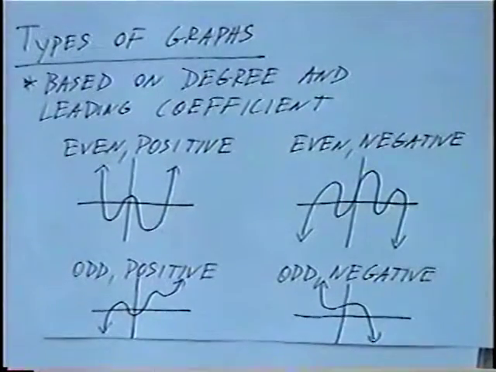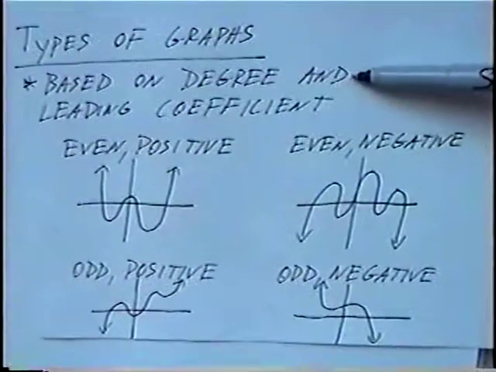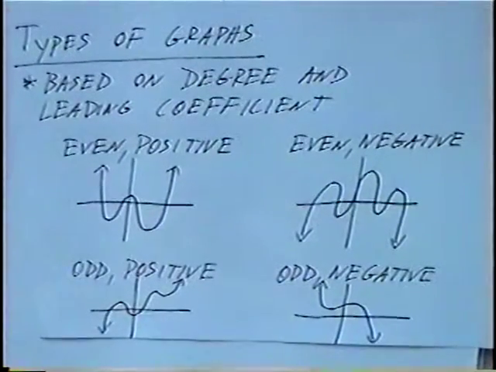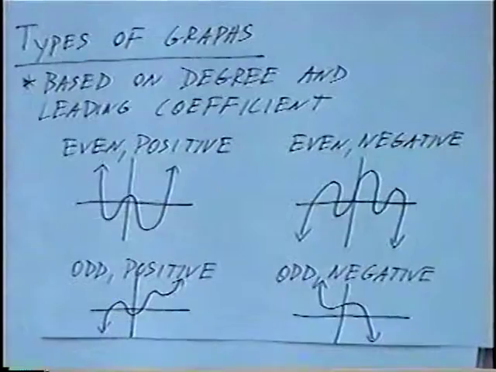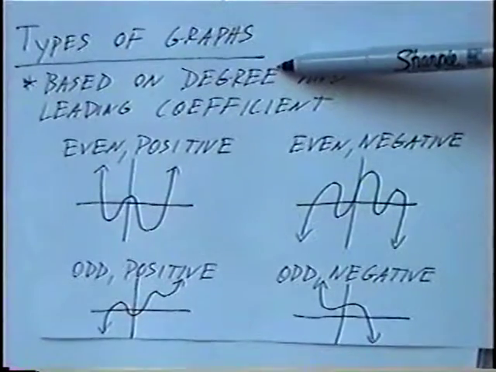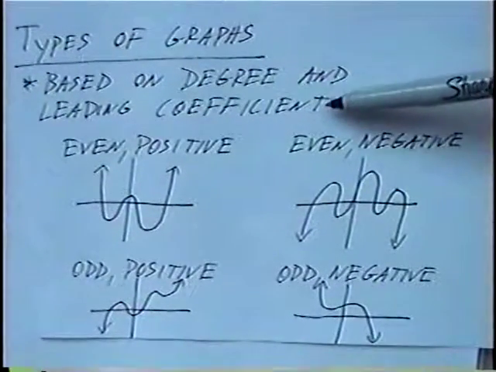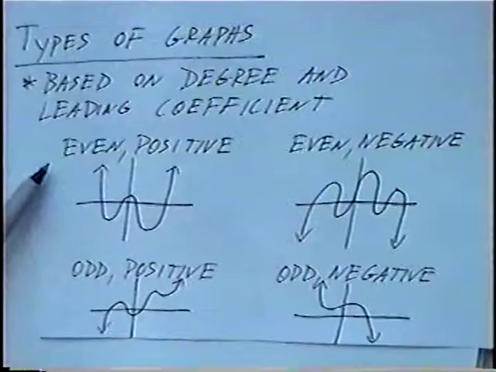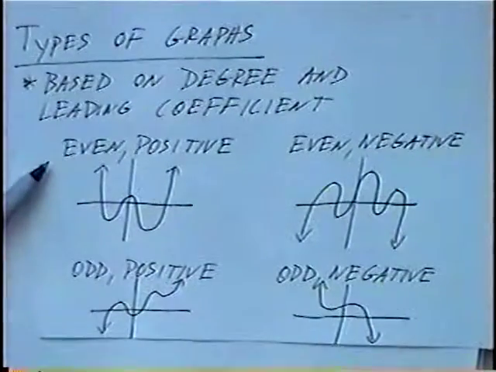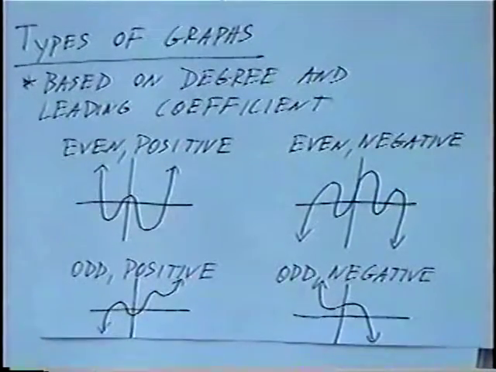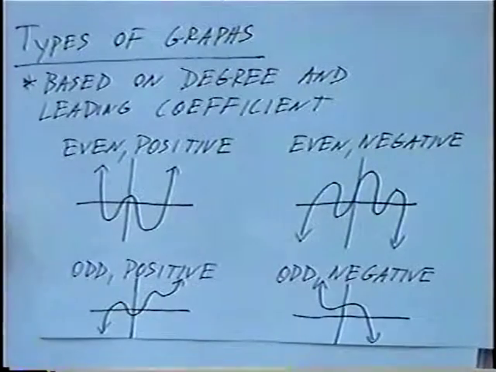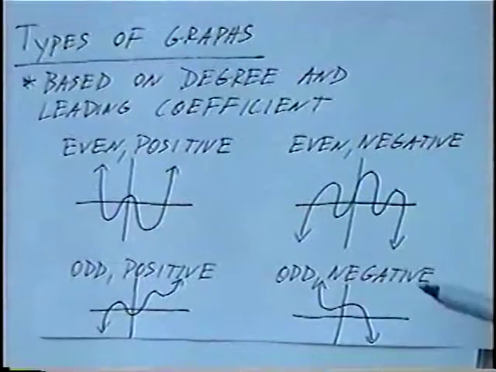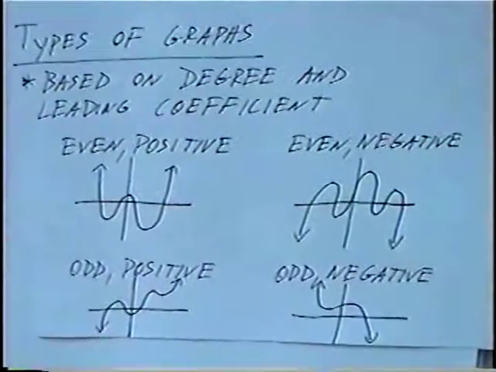Types of graphs. Types of graphs are based on the degree and the leading coefficient. There's 4 types of graphs, separated by the degree that they have, either odd or even, and the leading coefficient, either positive or negative. Looking at the first 2 graphs, if they are even, even means it has an even degree, like 2, 4, 6, or 8. If it's an even degree, both sides either point up or both sides point down.